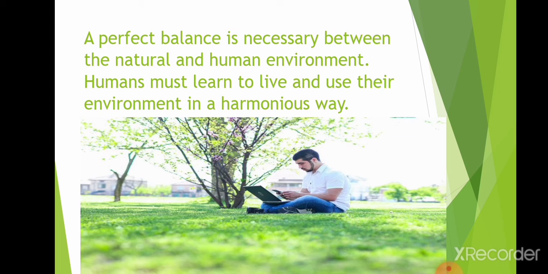So a perfect balance is necessary between the natural and human environment. Humans must learn to live and use their environment in a harmonious way. But actually nowadays human beings are not doing this. They have become greedy, and for their greed to earn a lot of money and to get a lot of materialistic things and to enjoy them, they are recklessly using this environment.